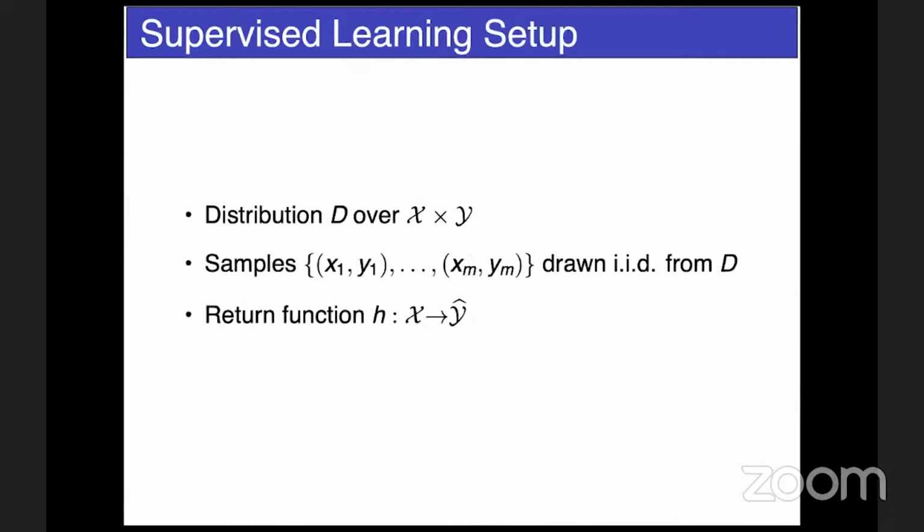So what's the setup? The setup is you can assume that there is a distribution D over the instance and labels, and then you have samples drawn from the distribution. And then the goal is to return a classifier which takes in an instance and outputs a prediction. So that's the goal. We'll make some simple abstractions, don't worry.